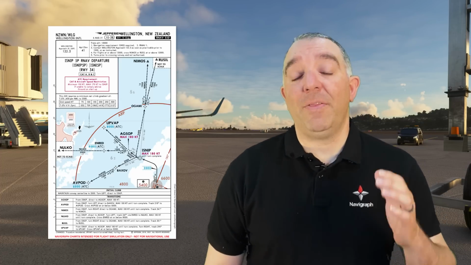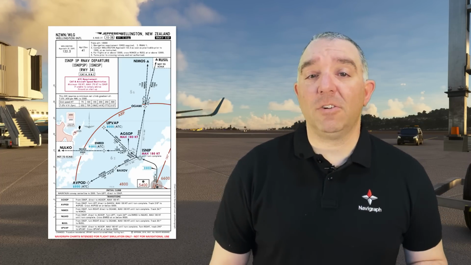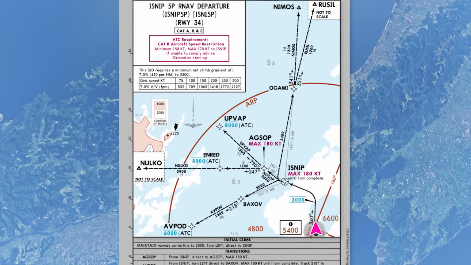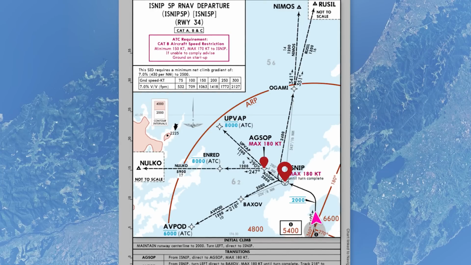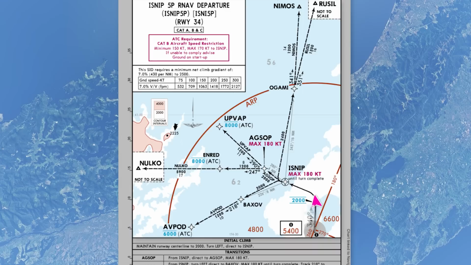Let's take a look at the overall chart. Let's start at the airport. As you can see, there are 3 tracks or transitions once we depart ISNP, which is a waypoint in our GPS. We have ISNP, AGSOP, and UPVAP. They're all GPS waypoints that assist us in knowing where we are. We will need to fly a heading of about 340 degrees until we reach 2,000 feet. Then we'll need to level off while turning toward ISNP.